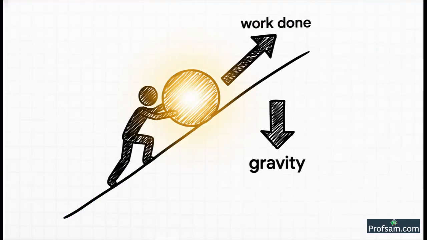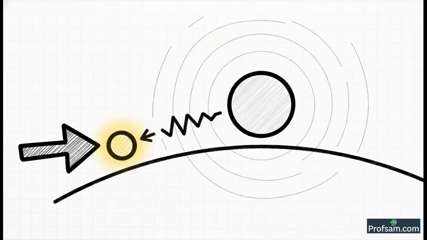Think about it, right? If you push a heavy ball up a hill, you have to work against gravity. You're getting tired, you're using your energy. So where does that energy go? It doesn't just vanish. It gets stored inside the ball as what we call gravitational potential energy. The higher you push it, the more energy it has stored up. Simple enough.